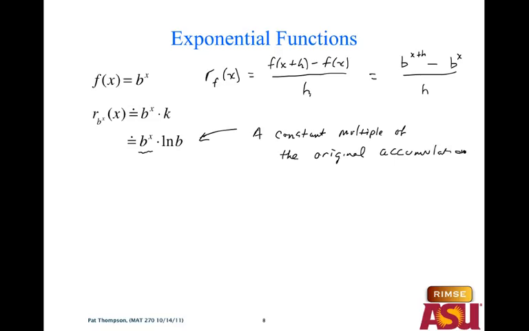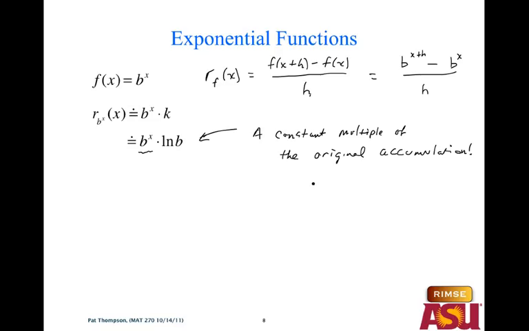So that's very noteworthy, right? These are very special functions. When the growth or the decay or the covariation is exponential, the rate of change is actually just a constant multiple of the original accumulation function b to the x. So when is the natural log of b equal to 1? That's a very special case. When b is this number e.